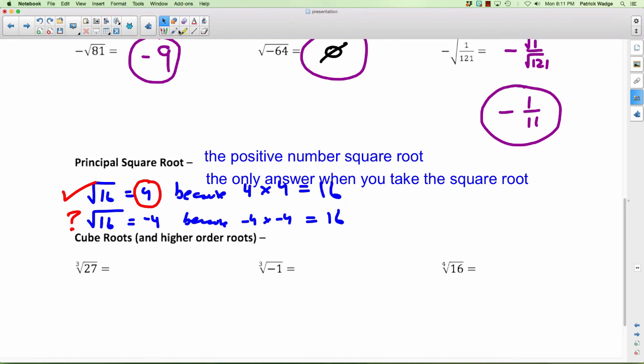So there'll never be a case where they ask you for the square root of, I don't know, like 25, and you'll put negative 5. That's never the case. When you're asked for the square root of a number, you just give the positive answer, don't give the negative answer.